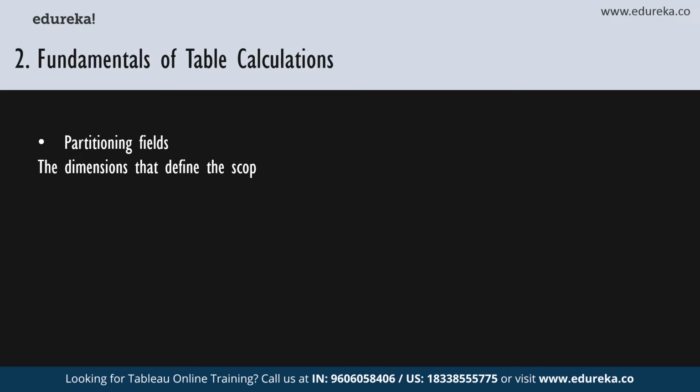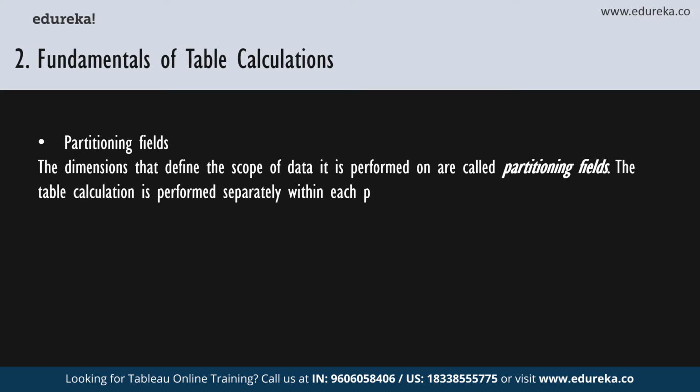Now, when you add a table calculation, you must use all the dimensions in the level of detail, either for partitioning or scoping, or for addressing or direction. To do so, you need to understand what partitioning fields are. The dimensions that define the scope of data it is performed on are called partitioning fields. The table calculation is performed separately within each partition. Partitioning fields break the view up into multiple subviews or subtables, and then the table calculation is applied to the marks within each such partition.